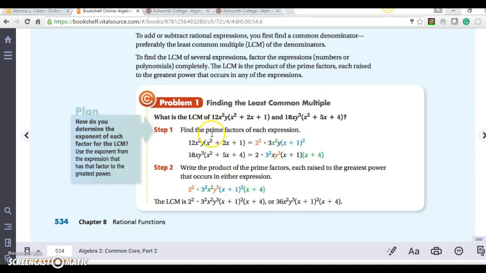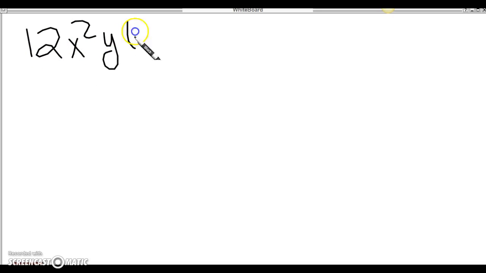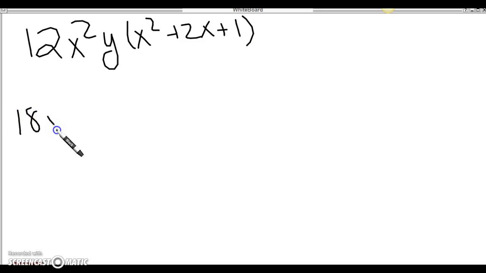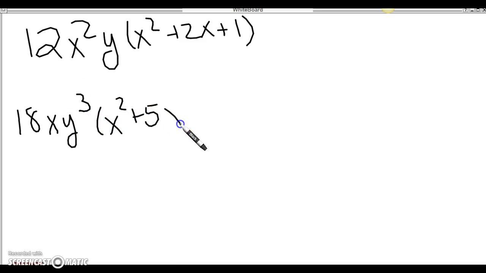polynomial expressions. The way the book explains it to me is not totally clear, so I'm going to do it without the book's help. So I have 12 x squared y times x squared plus 2x plus 1, and then I have 18 x y cubed times x squared plus 5x plus 4. And I do like the way the book factors first, so I will factor.